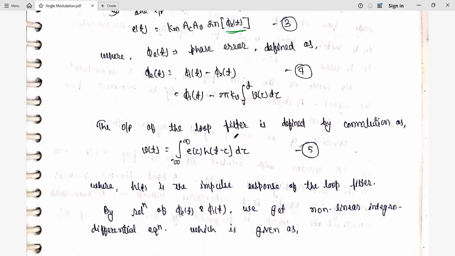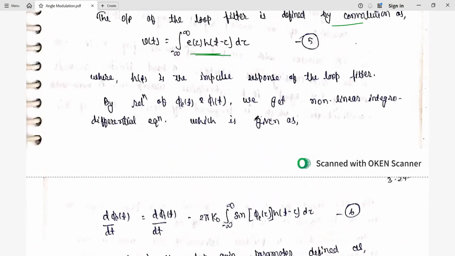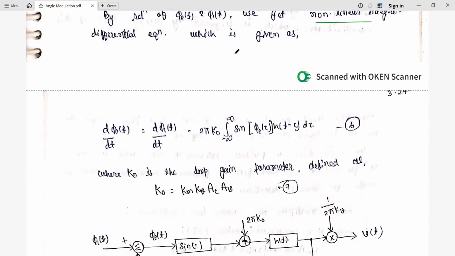So finally, the output of the loop filter is given with the help of convolution. We are much aware of convolution. So here we have e(τ) into h(t minus τ) dτ, and the range is minus infinity to plus infinity. So here h(t) is the impulse response of the loop filter, and we are going to obtain the relation. Finally, we get the nonlinear integro-differential equation. For this purpose, we do the convolution in equation 5.